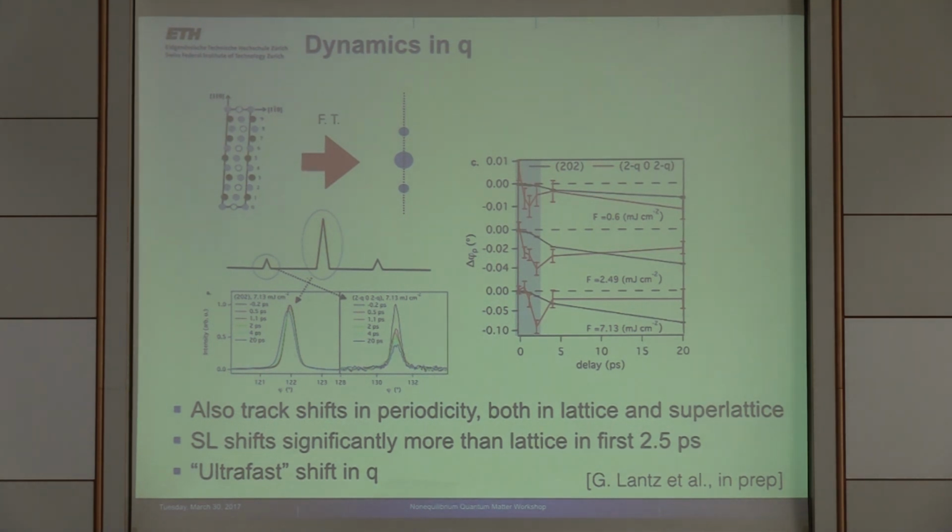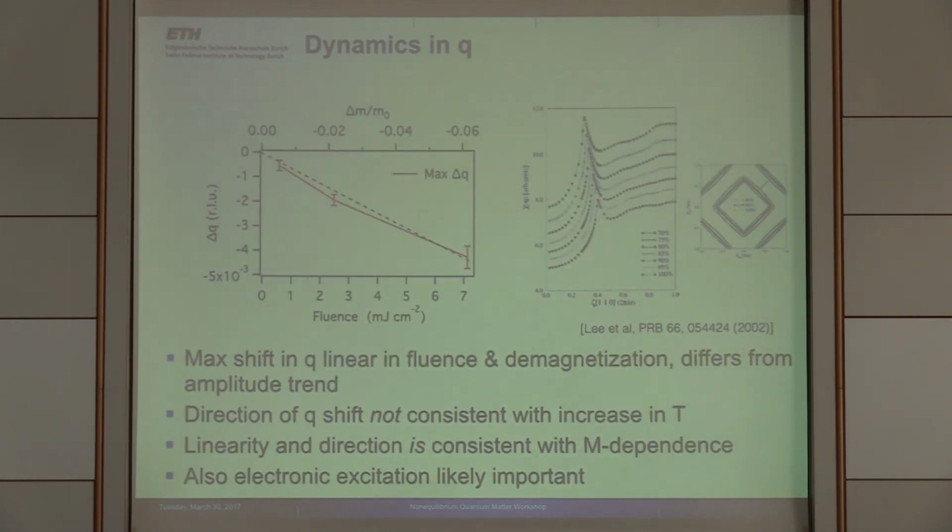It shifts much more than the lattice in the first 2.5 picoseconds, which indicates that what's happening is the modulation wave vector is shifting relative to the lattice, on a very fast time scale. This shift is proportional to the incident laser fluence, just like the magnetization drop is, which makes us believe there might be a connection between the magnetization drop and the shift in Q.